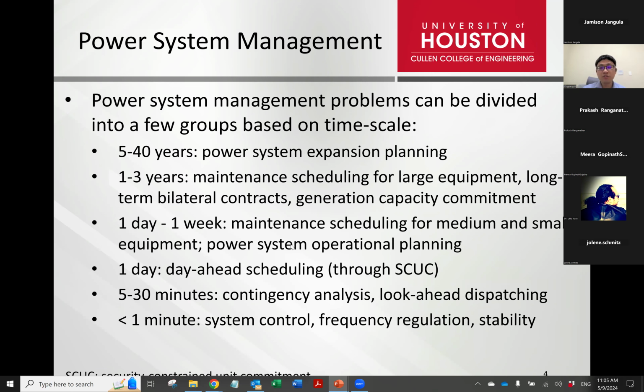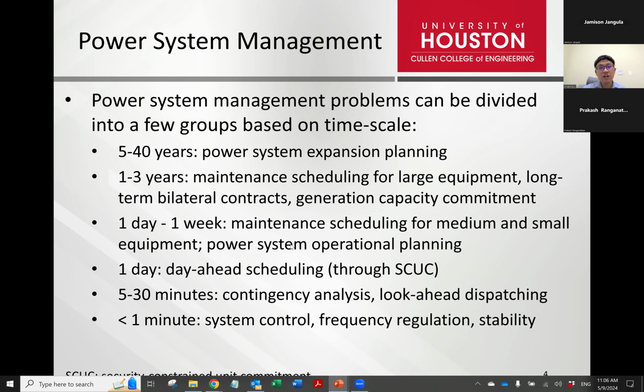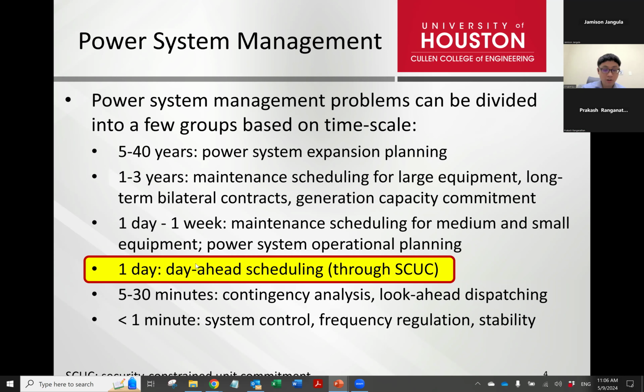When we operate and manage the power grid, we often need to divide it into different sub-management problems based on time scales. If we look ahead 20 or 30 years, it will be related to power system expansion planning. For today's focus, we'll talk about day-ahead scheduling.